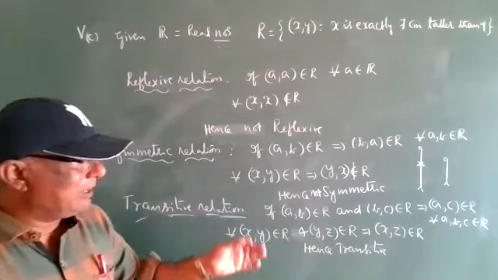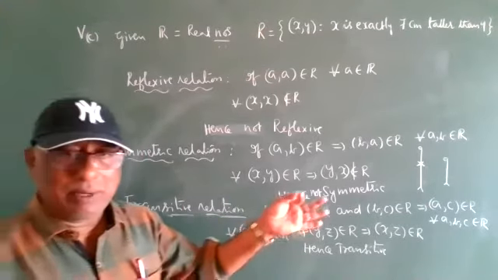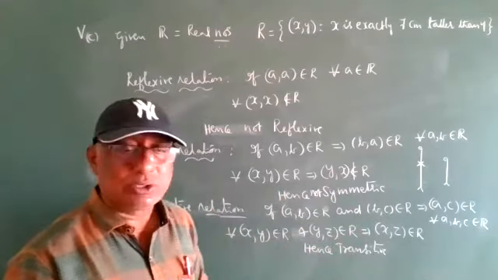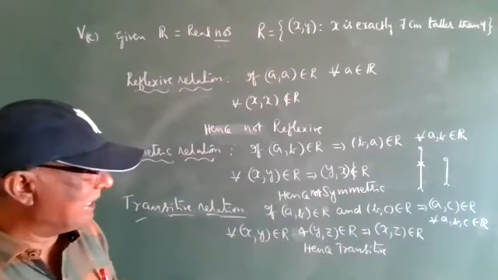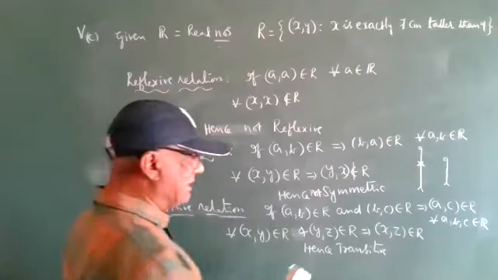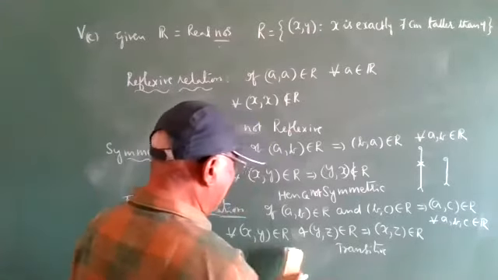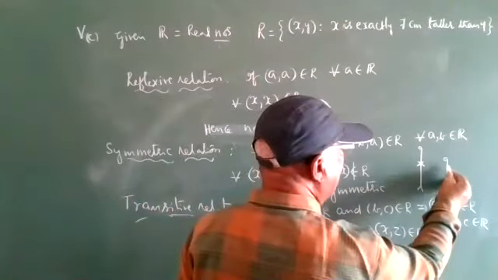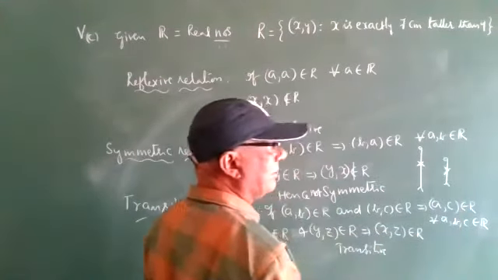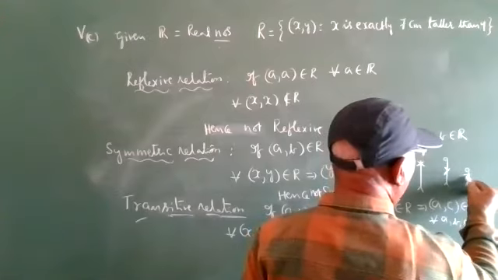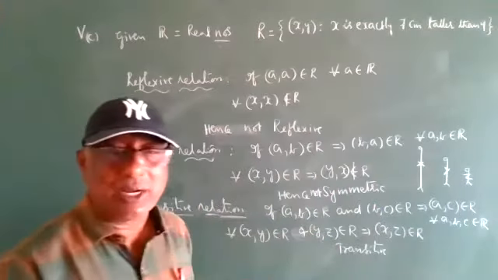Next, transitive relation. Write down: (A, B) belongs to R, (B, C) belongs to R, and (A, C) belongs to R. Then only we say that it is transitive. Okay? Everyone see here: X is taller than Y, and Y is taller than Z.